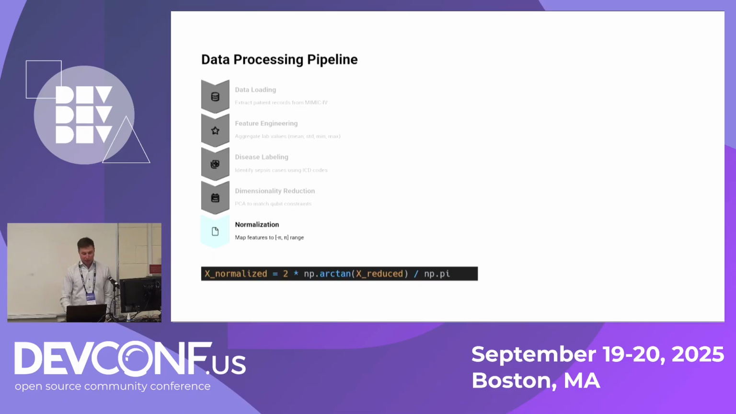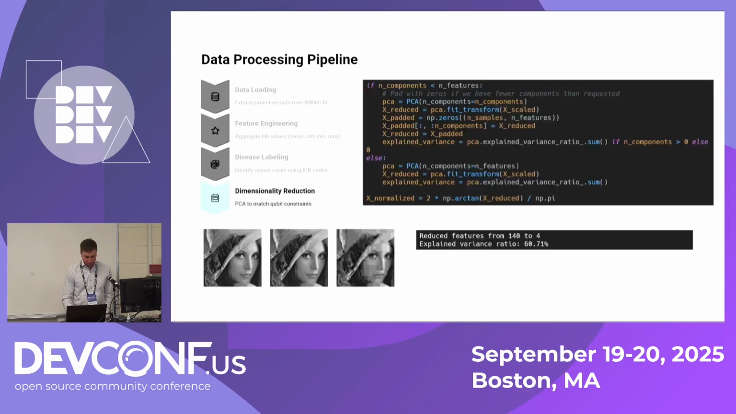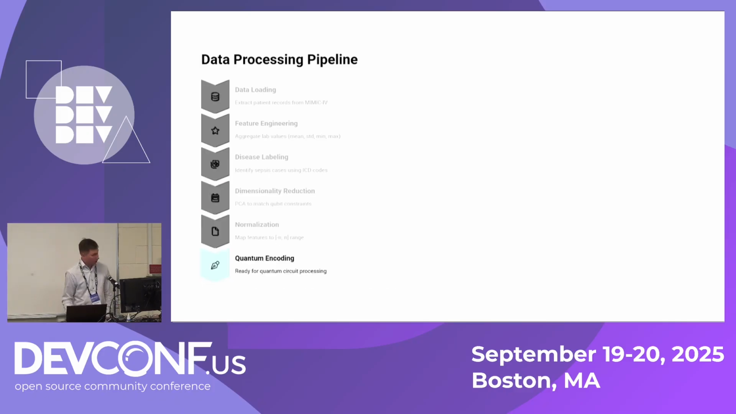And the last step, we talked about the Bloch sphere, right? You can't just have an arbitrary value, so you have to normalize the data before you feed it into the system to be in the minus pi to pi range. All right. So the last part is the encoding, quantum encoding.